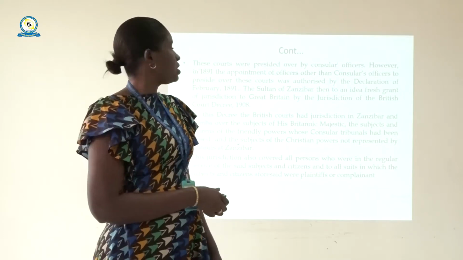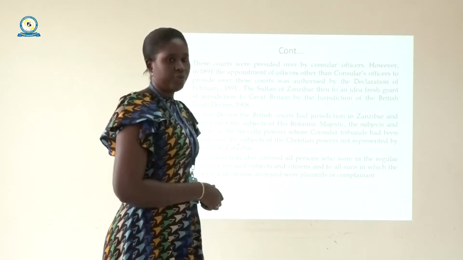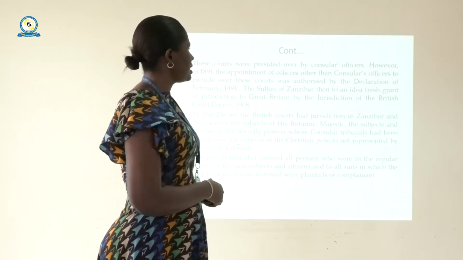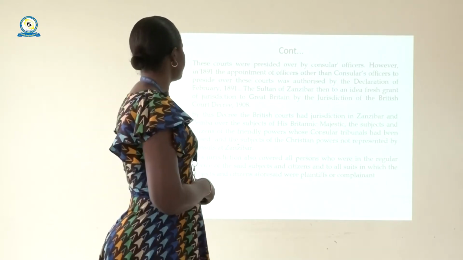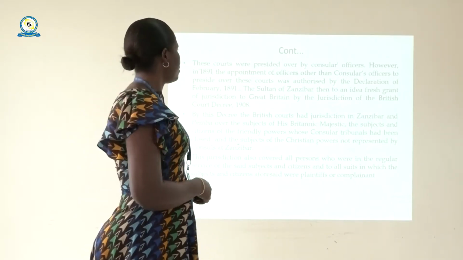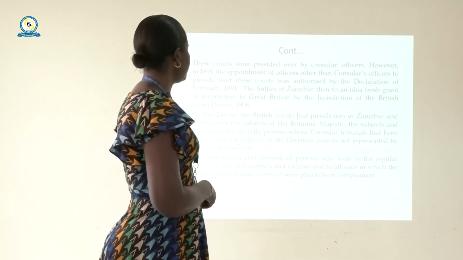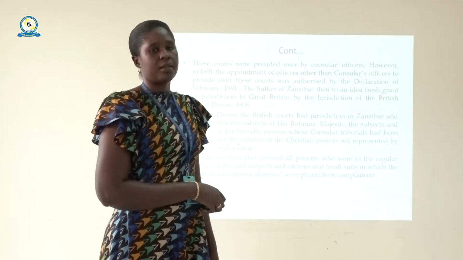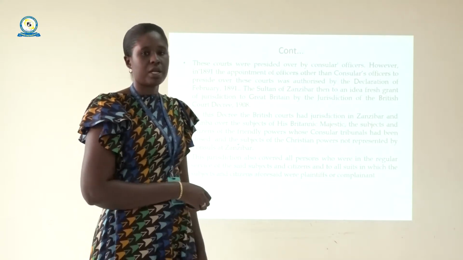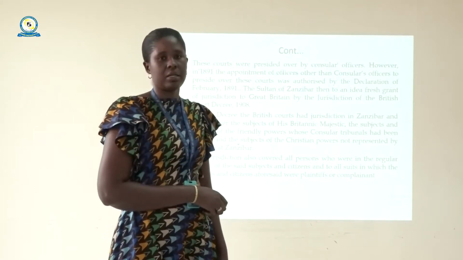What do we mean when we say the consular courts? First of all, let's see the composition of these consular courts. These courts were presided over by the consular officers. This was seen in 1891. The appointment of officers other than consular officers to preside over these courts was authorized by the Declaration of February 1891.